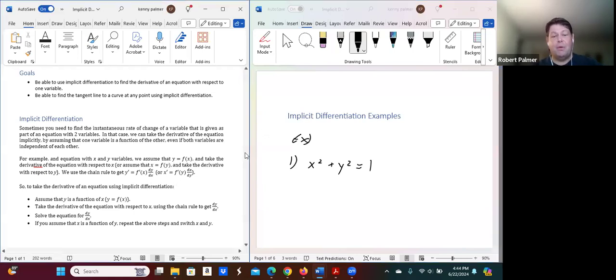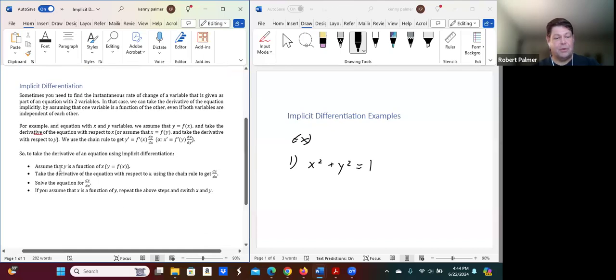So our goal, to find the derivative with implicit differentiation, is to assume that y is a function of x, take the derivative of each part of the equation with respect to x, and also use the chain rule to get an expression with dy over dx. Then we solve the equation for dy over dx. If you assume that x is a function of y, if you want to do it the other way, just repeat the same three steps, switching the x's and y's.